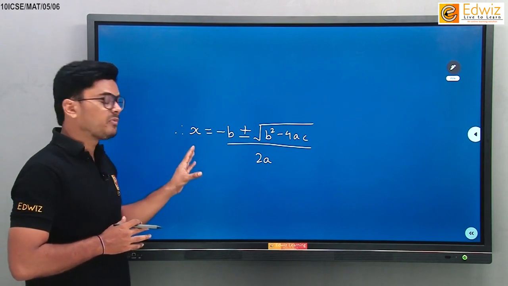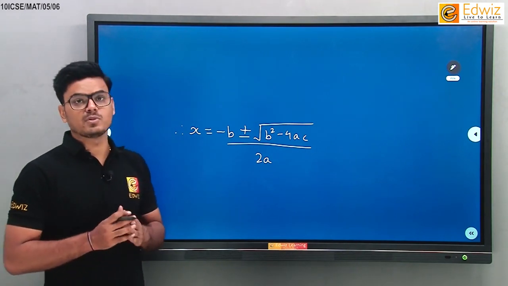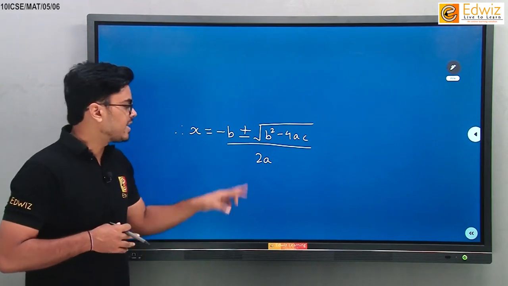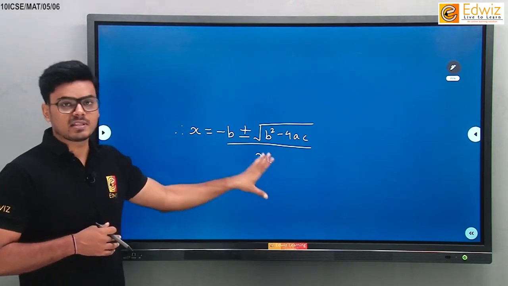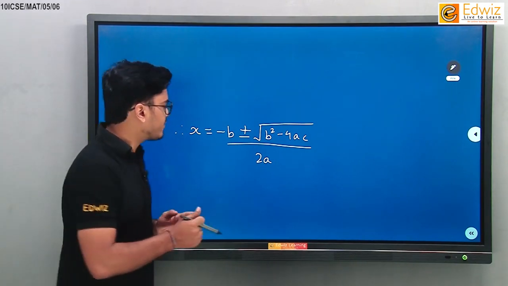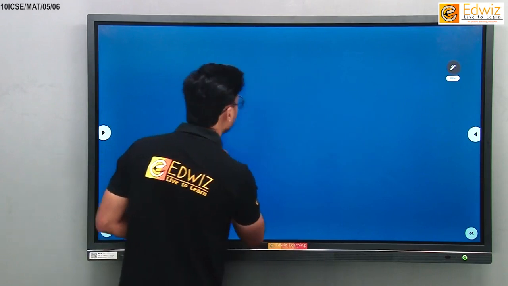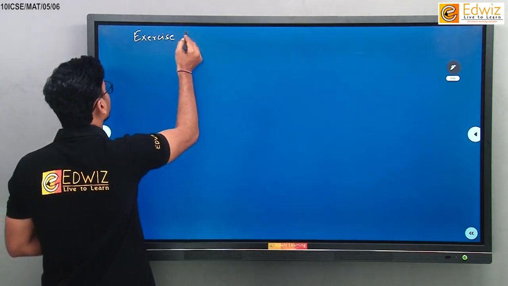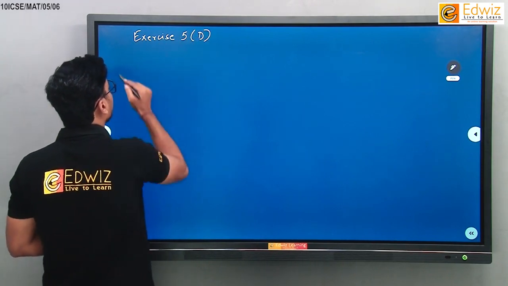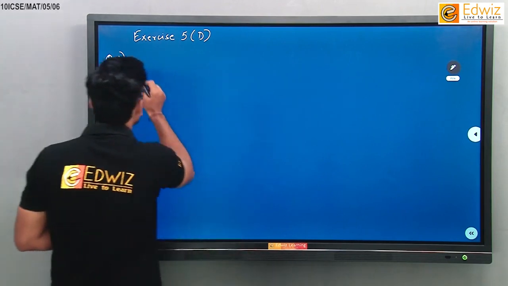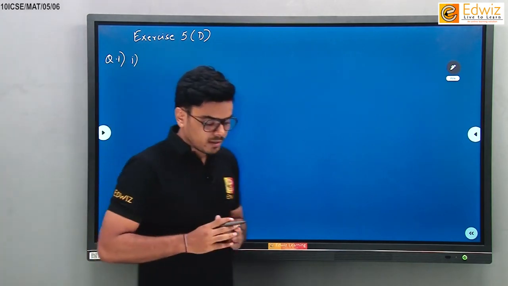And here the first thing you should do to solve using the formula method is to bring the quadratic equation to its standard form, then find a, b and c and put everything in this formula to find the value of x, correct? Now let us start with the next exercise, that is exercise 5d, which is based on the formula. First question, first sub question here, okay?